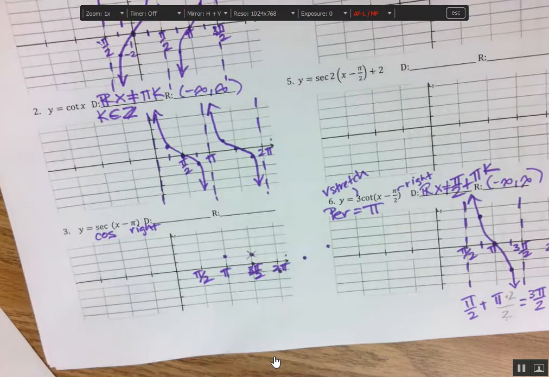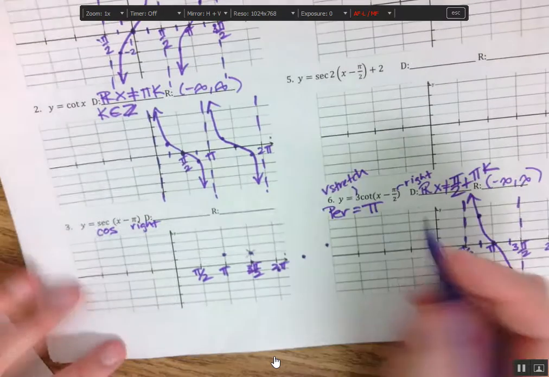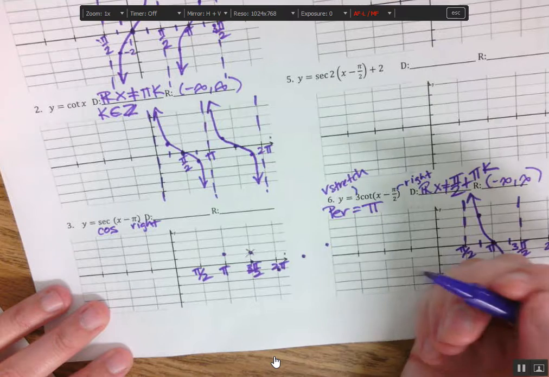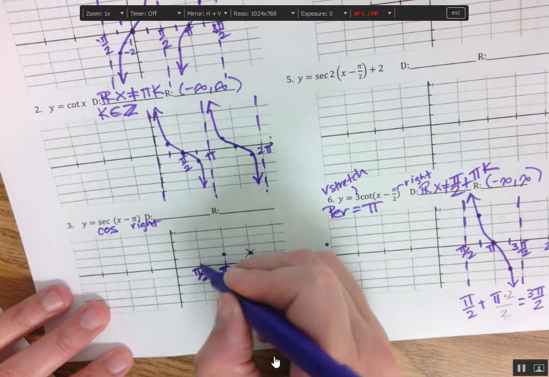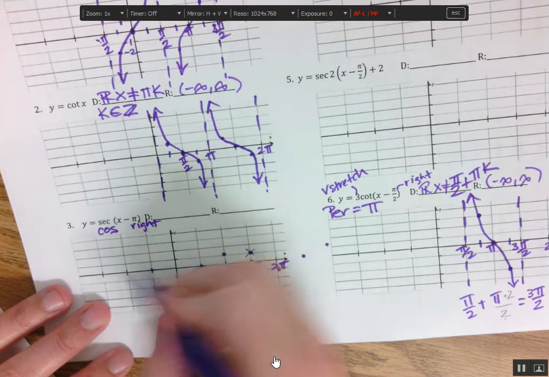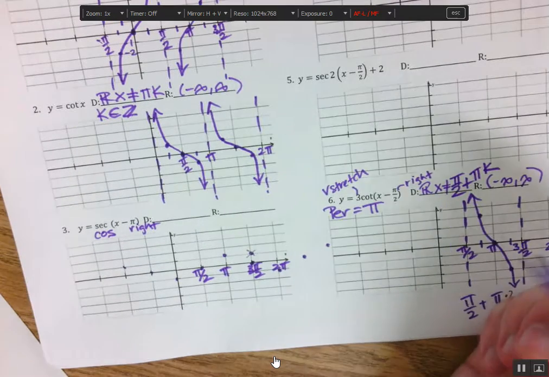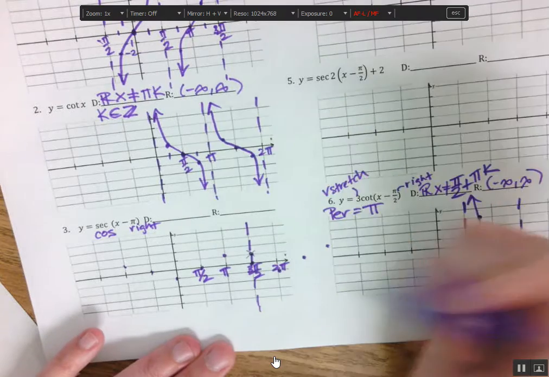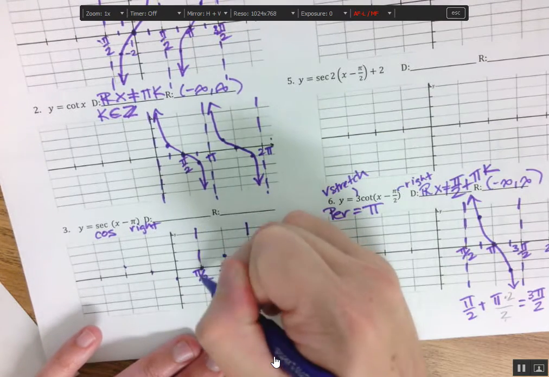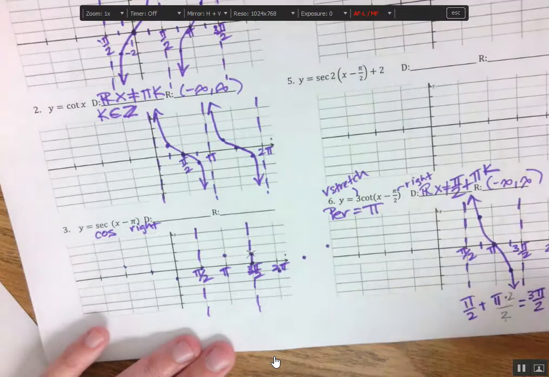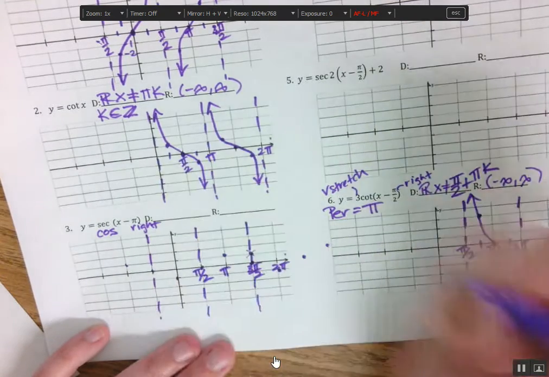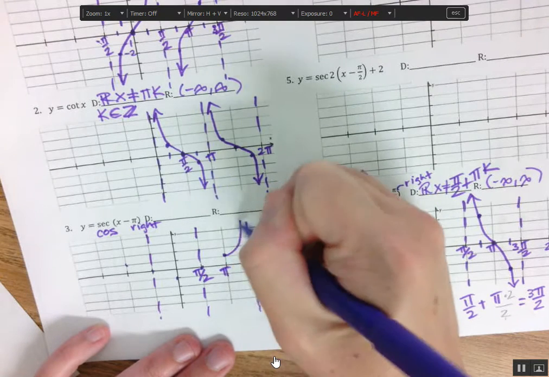But since I run out of room, what else could I do? Go backwards. Yeah, I go backwards. I forgot to go down. Oh, down is right here. So midline, down, midline, up. So I do have an asymptote at 3/2 pi and at 1/2 pi. Everywhere where the cosine hits 0, you have an asymptote. And then flip your curves.